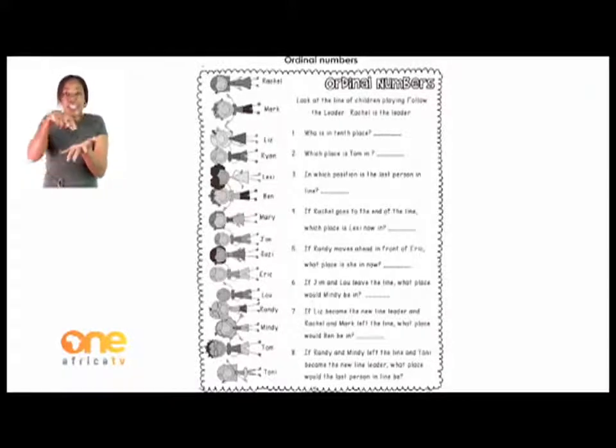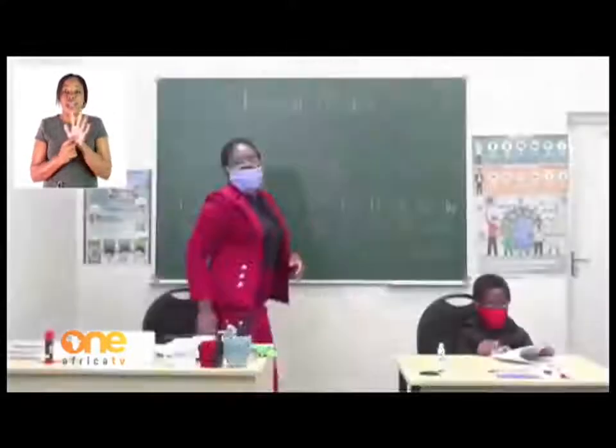The ordinal numbers are the ones that we say first, second, third, fourth, and we continue like that. Those are the ordinal numbers. That is how we write them. So for now, I'm just going to show you how we write the ordinal numbers. Let's go to the chalkboard just a bit so that I can give you an example.